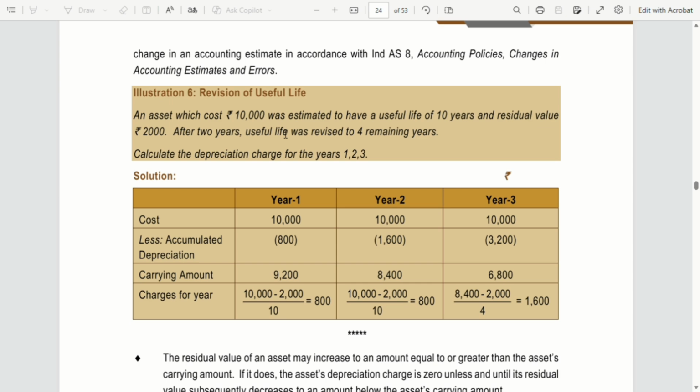And whenever in a question there is a change in accounting estimate, in that case we are going to first bring the carrying value of the asset on the date of change. So see here what's happening in the question. Here after 2 years, useful life was revised to remaining 4 years.